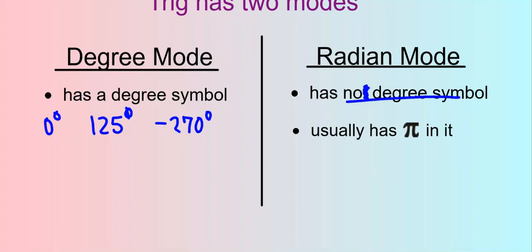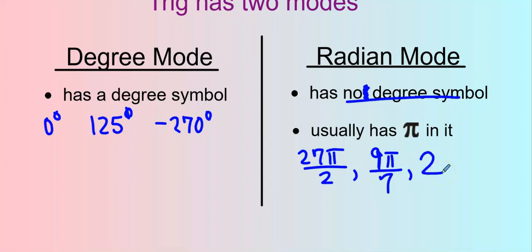So when it comes to radians, it could be something like 27 pi over 2. Or it could be like 9 pi over 5, or 9 pi over, let's say, 7. Something like that that has a pi in it. Or it could actually be a whole number like 2. So it could be a 2. It could be any whole number. It could be a number with pi in it. But just know it will not have a degree symbol.